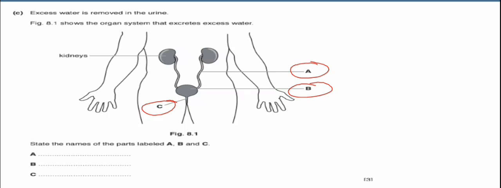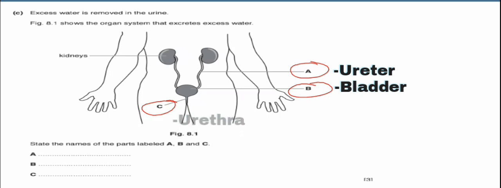So as for part A, this one is called the ureter. Then as for part B, it is called the bladder. That is where the urine is stored temporarily. Then as for part C, this part C is called the urethra. Okay, part C is called the urethra. So now, the question is saying, state the names of the parts labeled A, B, and C. So A is called the ureter, B is called the bladder, then C is called the urethra.